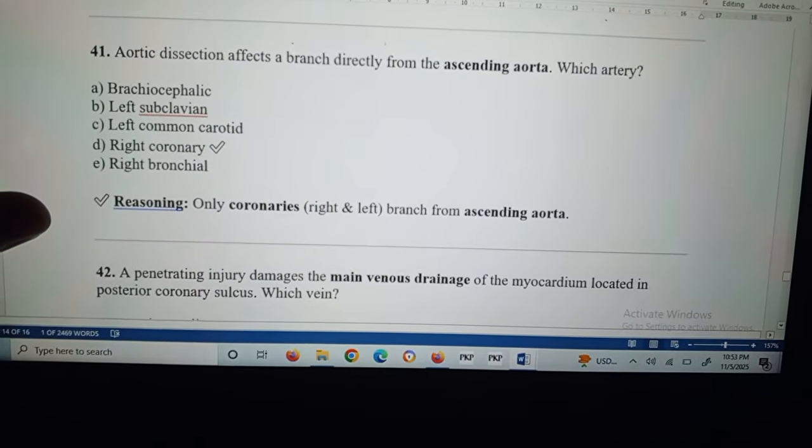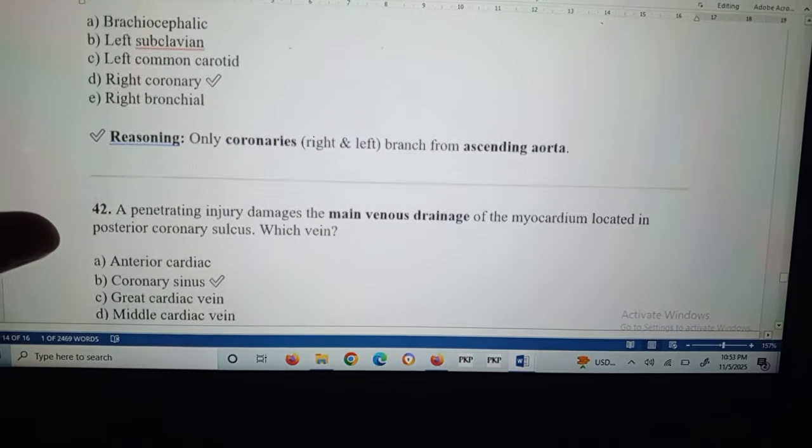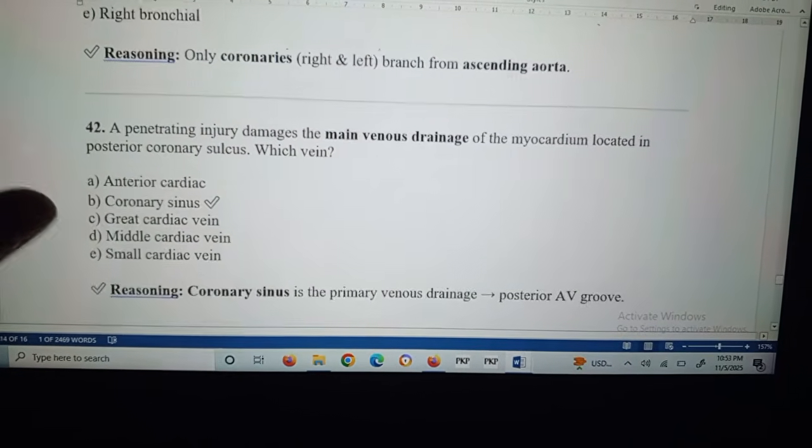Aortic dissection affects a branch directly from the ascending aorta. Which artery is most likely damaged? Only the coronary arteries arise there, so they are most likely to get damaged.